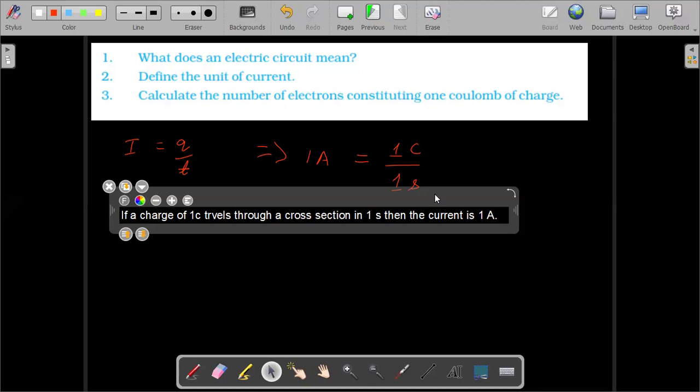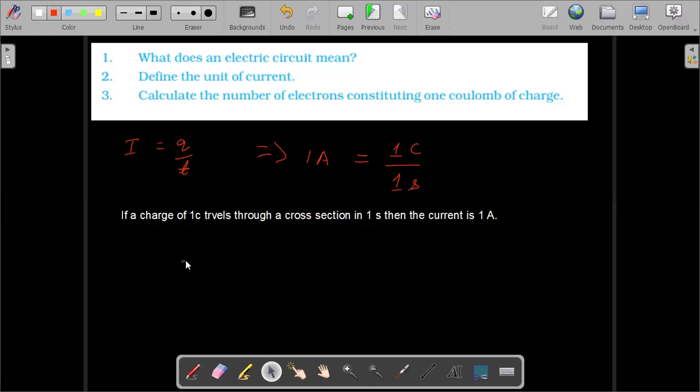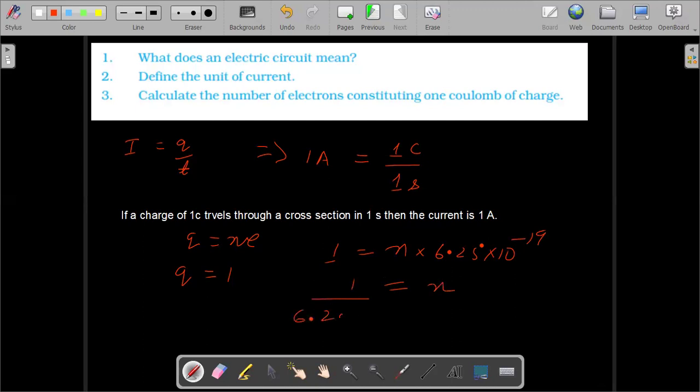You can obtain it by the formula Q equals Ne. If you use the formula here, Q equals Ne, Q is the amount of charge. The amount of charge given here is 1 coulomb. So you put Q as 1, we get 1 equals N multiplied by the charge of one electron, which is 6.25 times 10 to the power minus 19 coulomb. So the number of electrons will be 1 over 6.25 multiplied by 10 to the power minus 19.